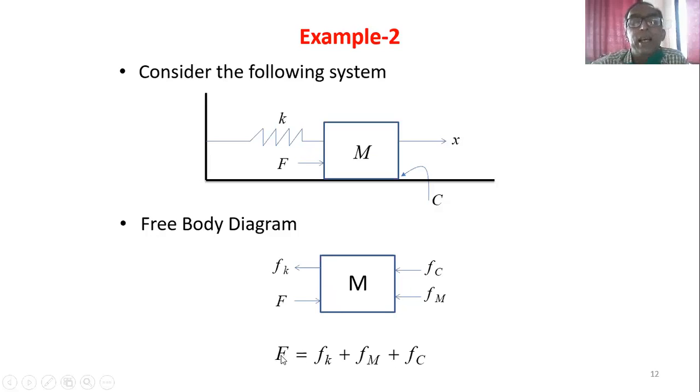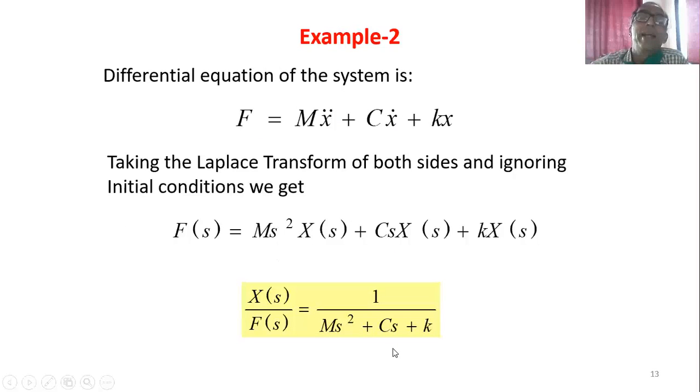So what will be the equation then? F will be equal to spring force Fk plus inertia force Fm plus damping force Fc. Now recollect, Fk is kx, Fm is m d square x, the inertia force, plus Fc is c dx, right? That is how I write the differential equation. The differential equation of this spring mass damper or spring mass dashpot system is F is equal to M into x double dot, M into acceleration, plus c into velocity, that is c x dot, plus spring force kx.